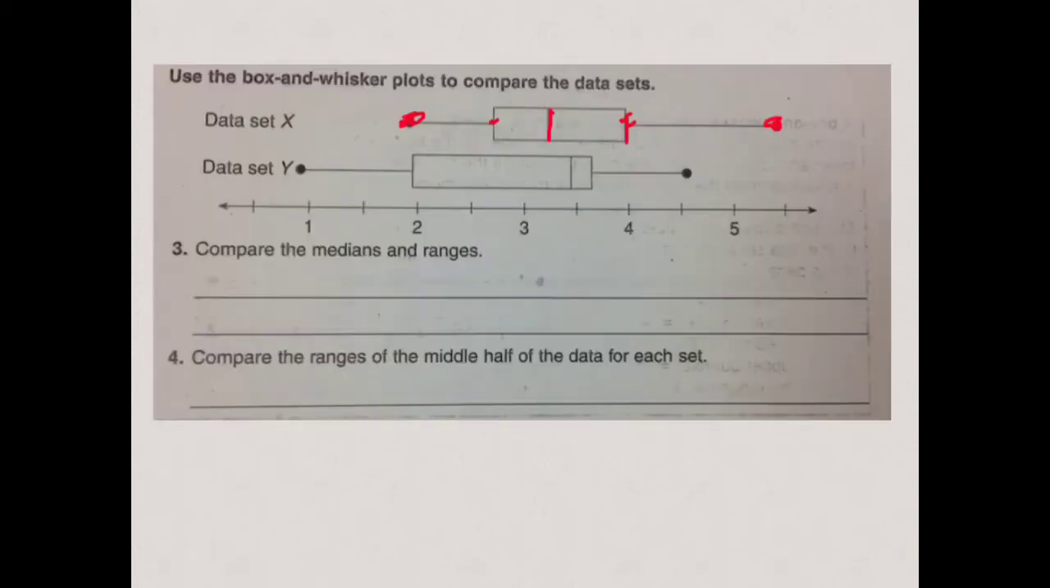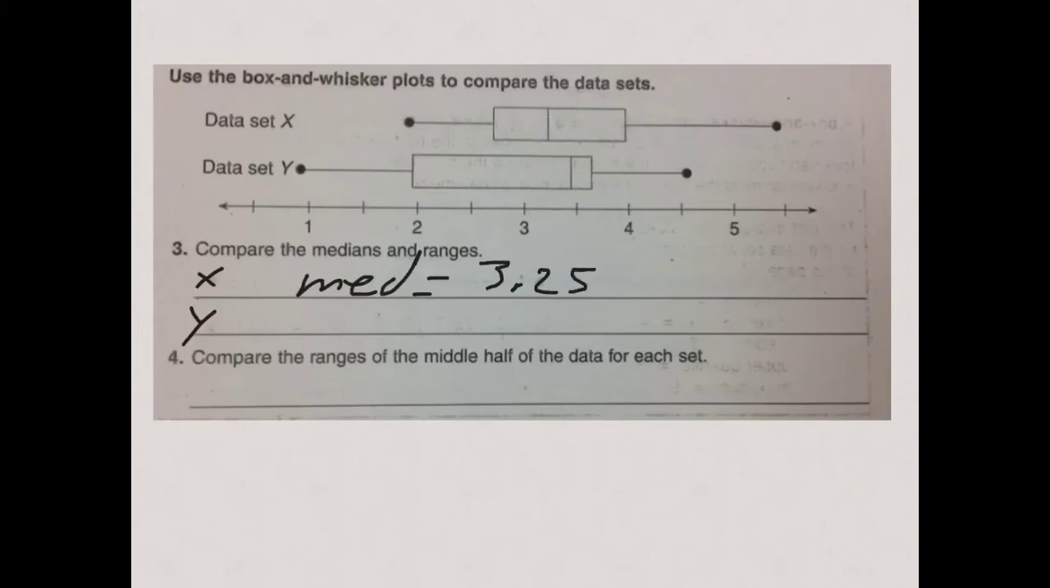Okay, now right here, let's answer these questions. Compare the medians and ranges. If I have data set X and Y, for this one, the median is where this line is at. If I draw it straight down, this is 3, this is 3.5. So it's in between 3 and 3.5. Well, that would be 3.25.